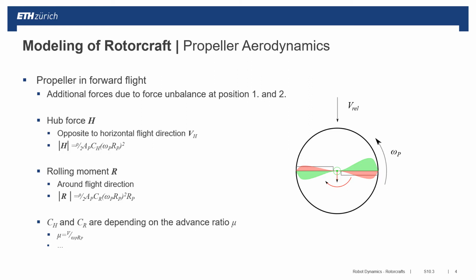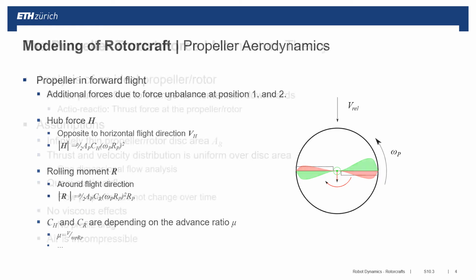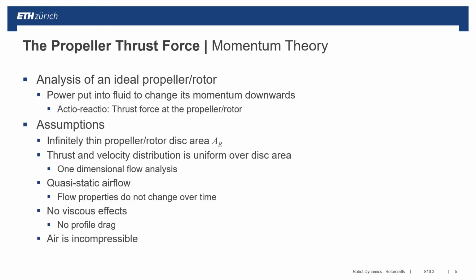The two constants for the hub force and rolling moment are mainly dependent on the advance ratio, which means the ratio between the forward speed and the rotational speed of the propeller. In the first step, we are now calculating the thrust force based on an ideal propeller. This can be done using the momentum theory, which says that the power put into the fluid to change its momentum is equal to the thrust force.